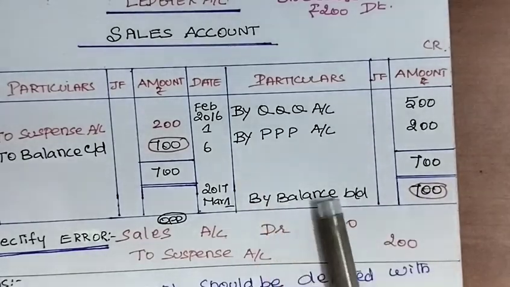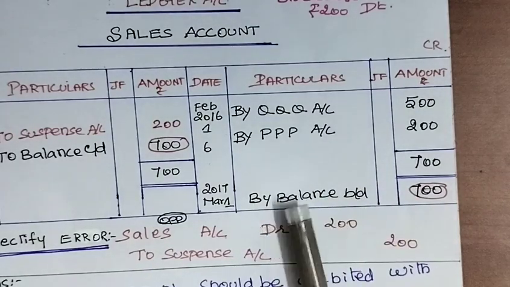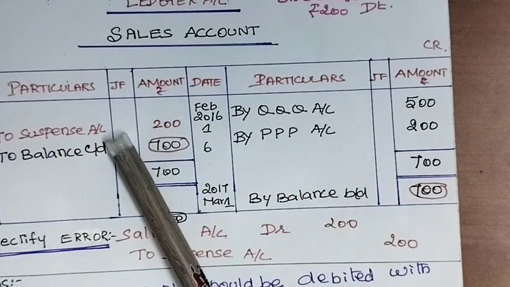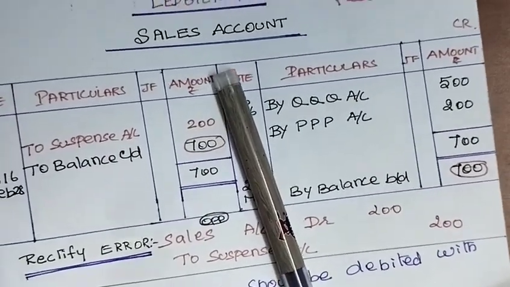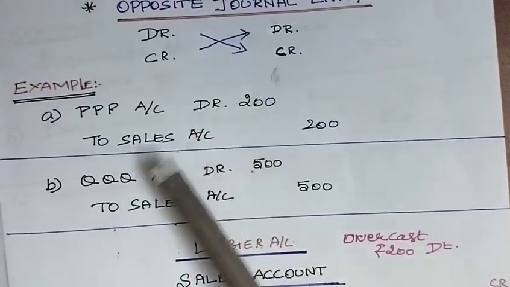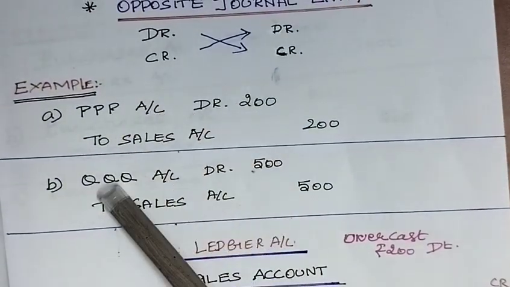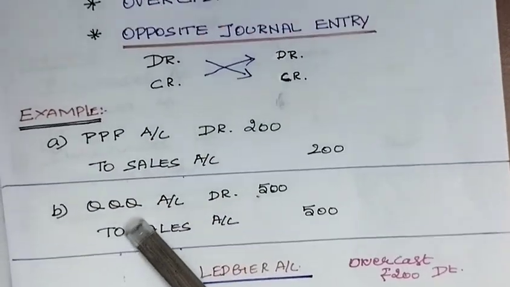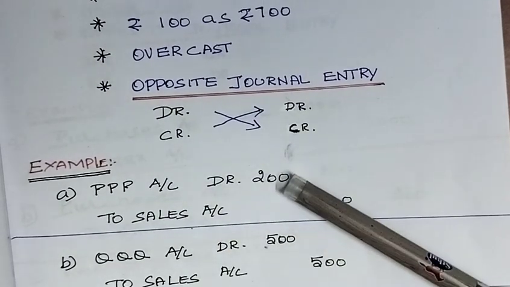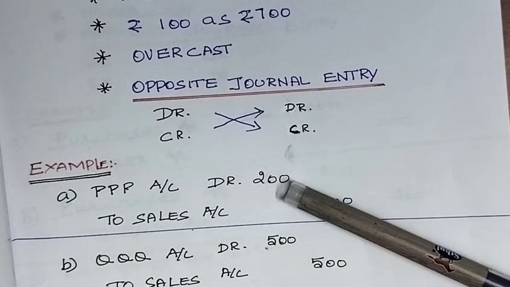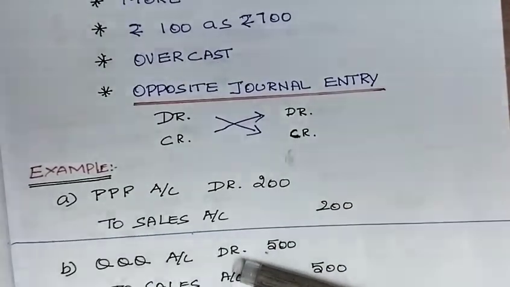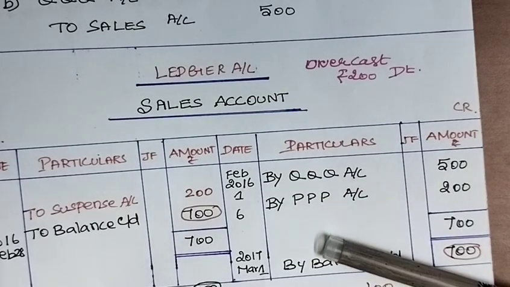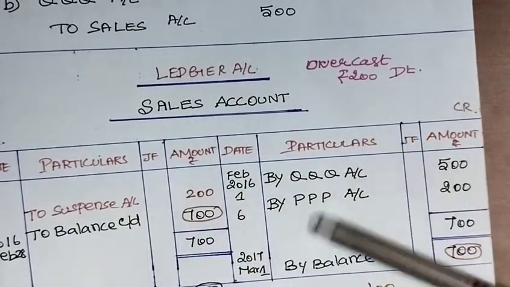So where does the sales book appear? On credit side. This is the original entry. This is the original ledger account for the sales account. This is the original journal entry. We passed the original journal entry for sales account, and we posted it into the ledger account.